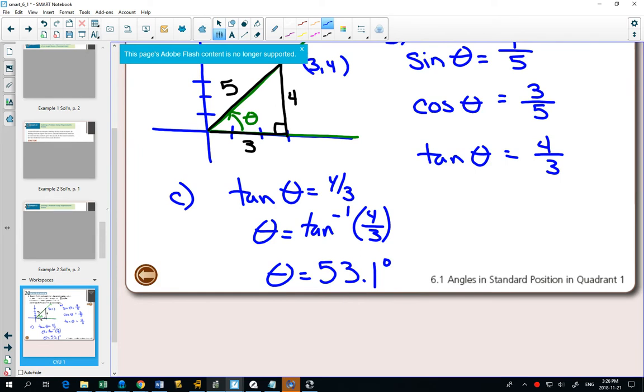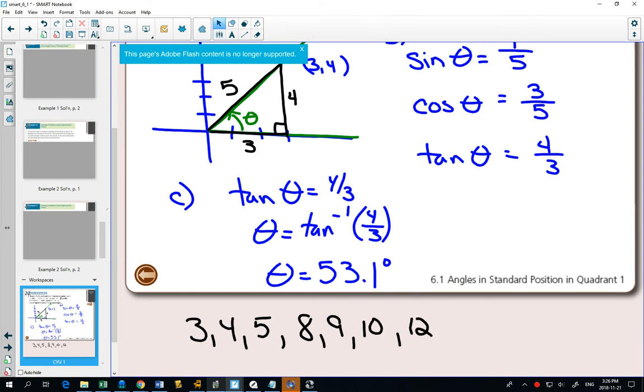So most of this question is a review of grade 10. You're writing SOHCAHTOA down. You're finding an angle using the inverse. So after your quiz tomorrow, you can work on more of these questions. 3, 4, 5, 8, 9, 10, and 12. So write those numbers down.